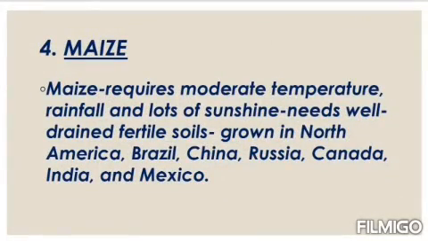Maize is another food crop in India. Maize requires moderate temperature, rainfall and a lot of sunshine. It needs well-drained fertile soil. It is grown in North America, Brazil, China, Russia, Canada, India and Mexico. So these are the main places where maize is grown. So maize requires moderate temperature and rainfall.